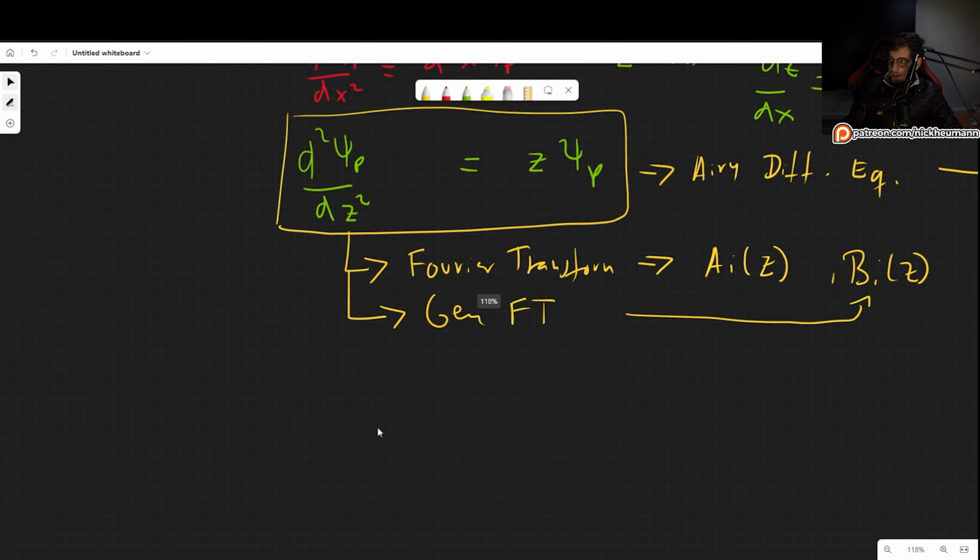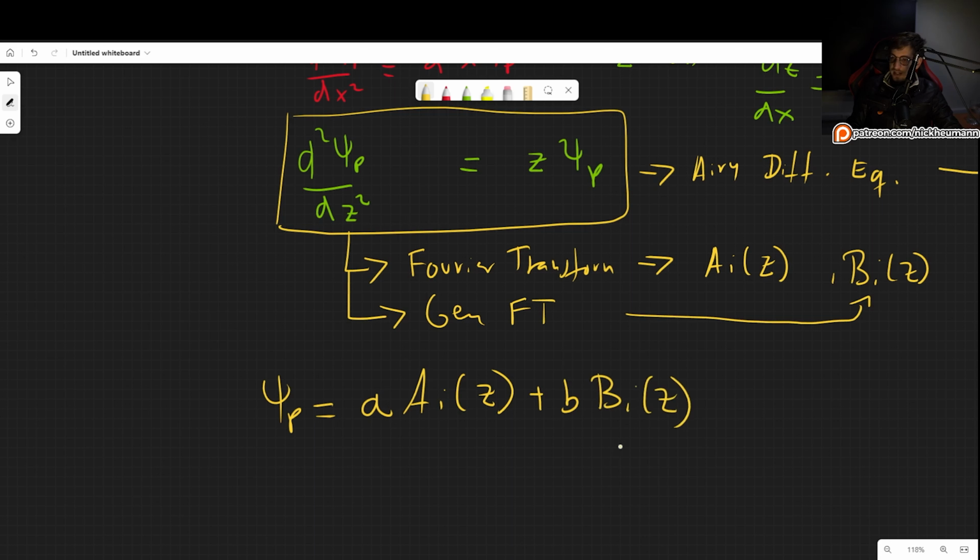Okay, either way, the solution will then be, so psi_p will be some constant a times the Airy functions of the first kind plus some other constant b times the Airy functions of the second kind. Now, you can rewrite this in terms of alpha x, of course.